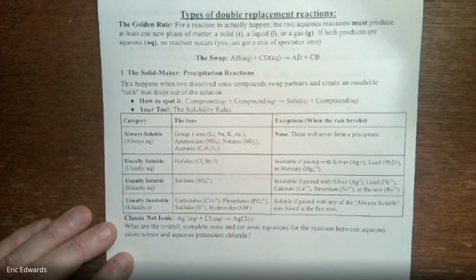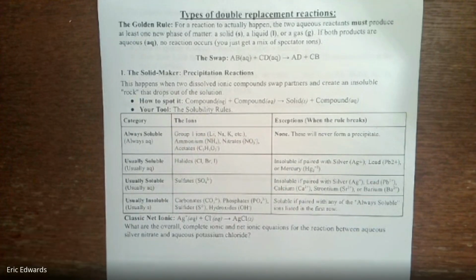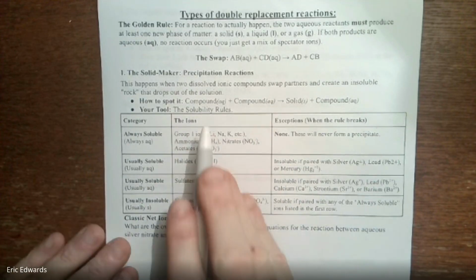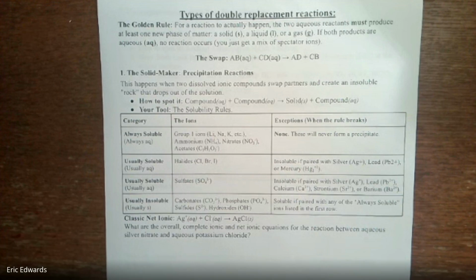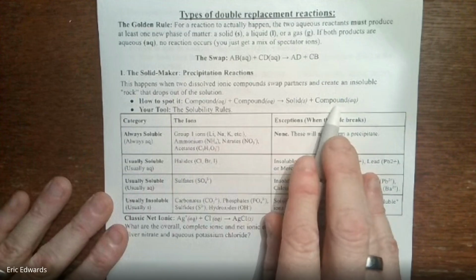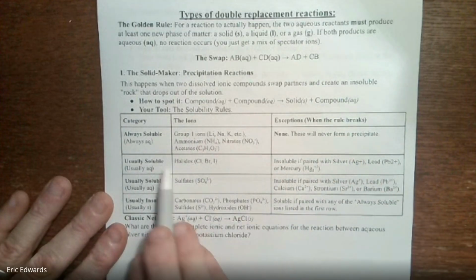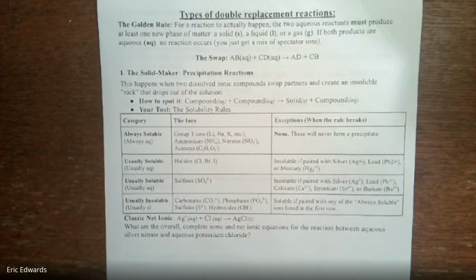So what happens if we make a solid, or how do we make a solid from this, or a precipitate occurs? This is when two of your liquids come together and a solid comes out of it. How do we get it? Well, a compound and a compound, you get a solid and a compound. Now, here are the rules, and you're going to want to make a note of these. You can take a picture of it. You can do whatever you need to, but make sure you know these, okay?